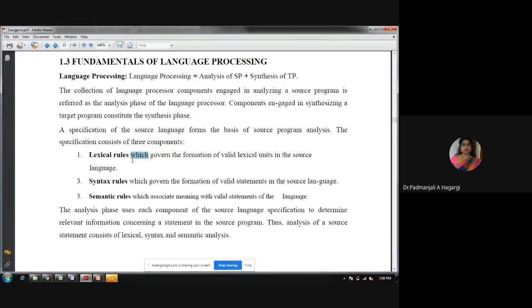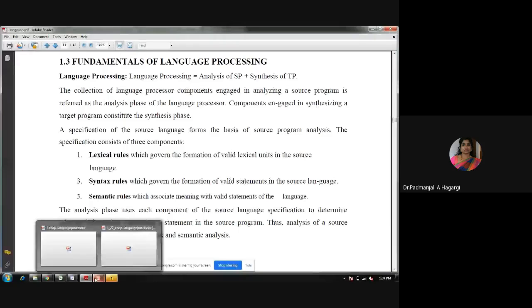So lexical rules govern the formation of the valid lexical units in the source language, and syntax rules govern the formation of the valid statements. That is called the syntax rule. Now, to have some numbers in the C language, how will you have them?